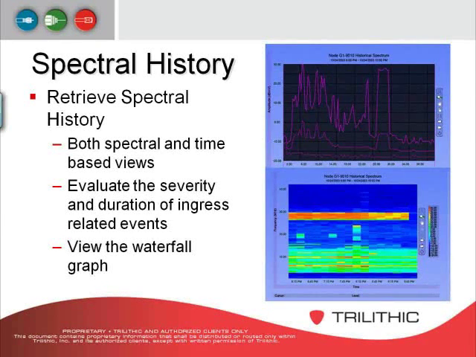So the spectral history gives both a spectral and a time-based view, and it evaluates the severity and duration of ingress related events. You can also view the waterfall graph, which is at the bottom of the two displays. What the waterfall graph shows is based off of the particular frequencies. The y-axis, the vertical axis on the left, has 10, 20, 30, and 40. That's the frequency range.